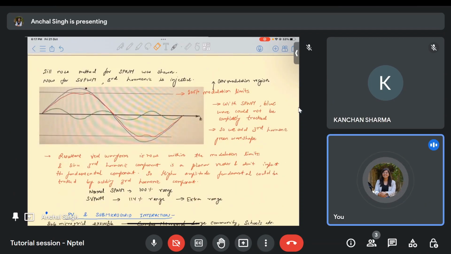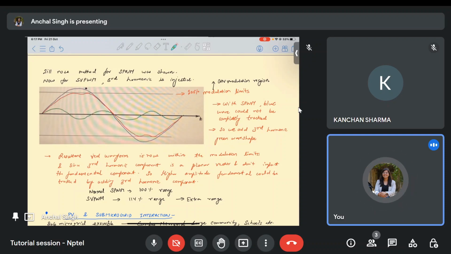So the advantage of space vector modulation: in sine triangle modulation, the maximum value that you are able to achieve is the per unit value, this one. Now, if you want to go beyond this value, one of the approaches in space vector modulation is adding a third harmonic component. Initially this blue line was out of my league. I was not able to track it by simple sinusoidal PWM because it was out of my modulation range.